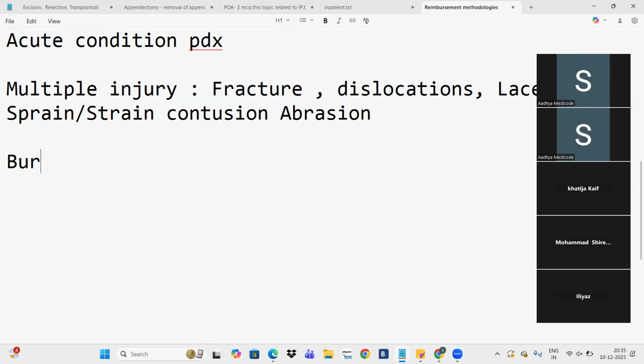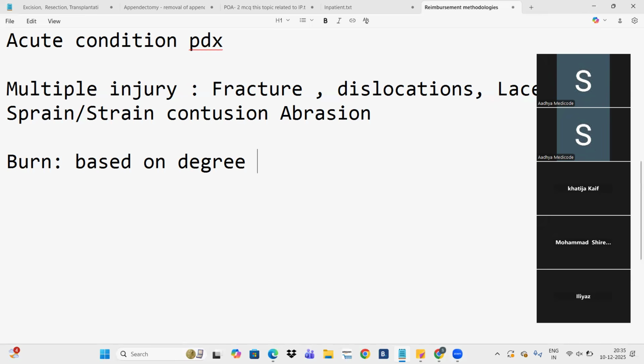Burn. When they document multiple burns, we need to arrange based on degree. First code the highest degree burn: third degree, second degree, first degree. If the patient has third degree burn, that is PDX; otherwise second degree is PDX; otherwise first degree only is PDX. In this sequence we need to arrange the PDX.